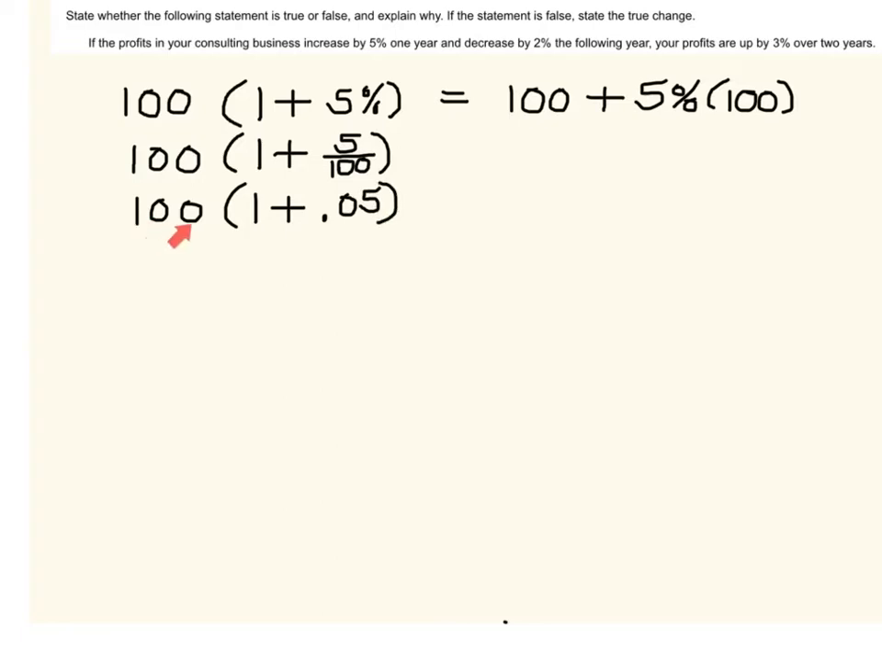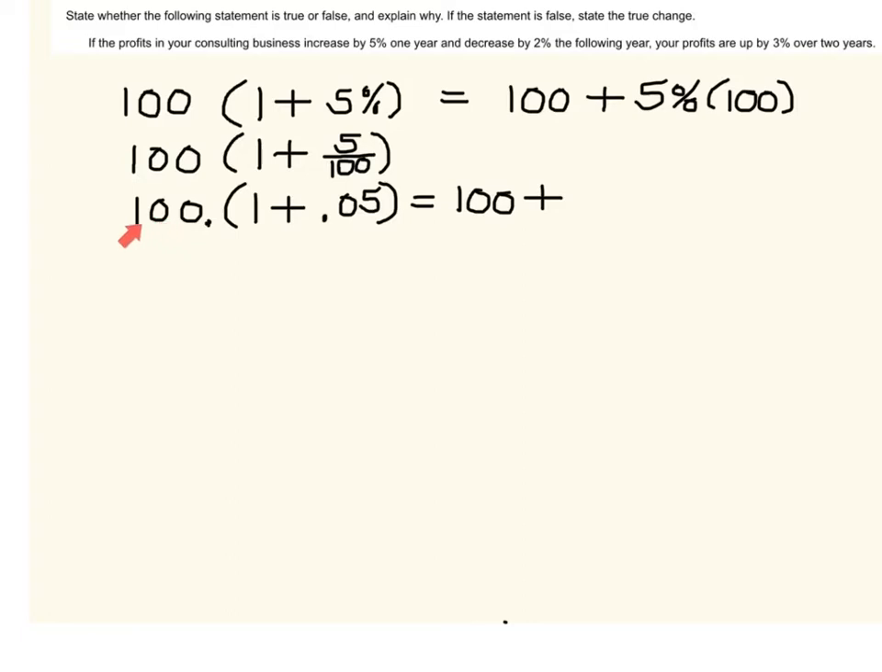So what I have here is 100 times 1 plus 5%, and that's because we get the 100 back, 100 times 1, plus we add another 5%. So let's work out what this would be. 100 times 1 is 100. And 100 times 5%, well, the decimal place for the 100 is right here.